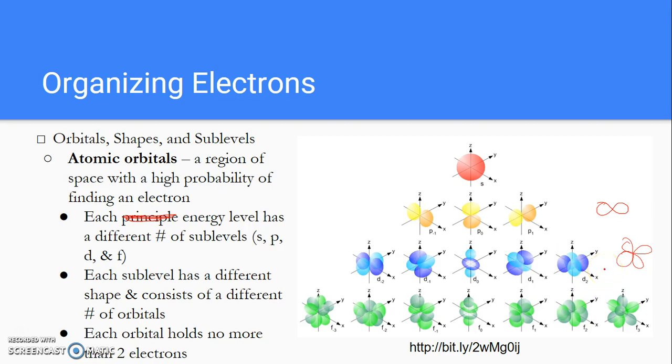Now, how in the world do I remember this? I remember it this way. 1, 3, 5, and 7 goes with S, P, D, and F. S has 1, P has 3, D has 5, and F has 7. So that would be kind of a short little way for you to do this.